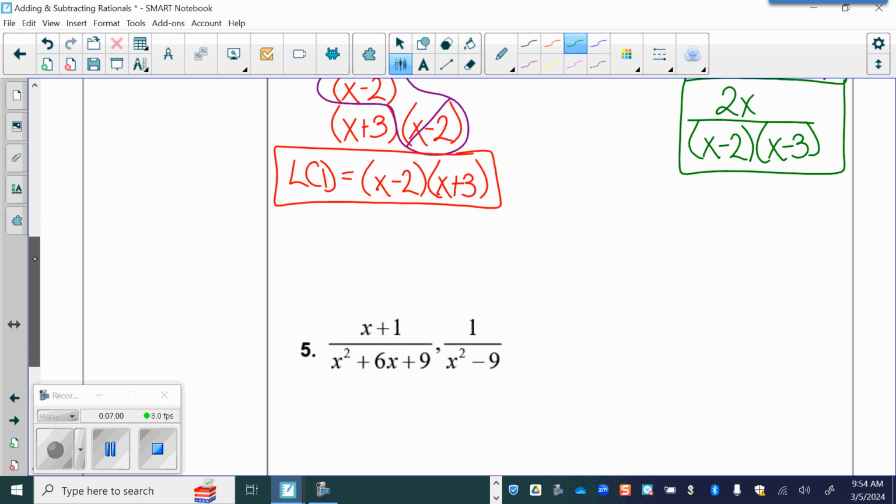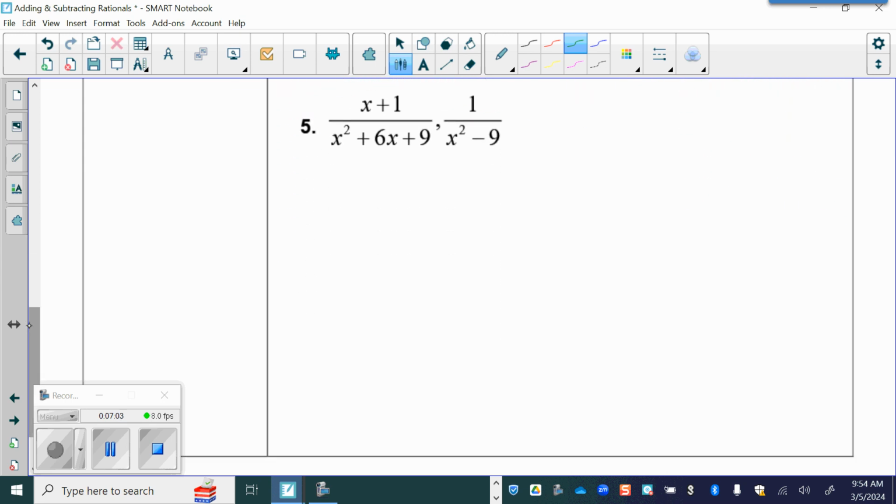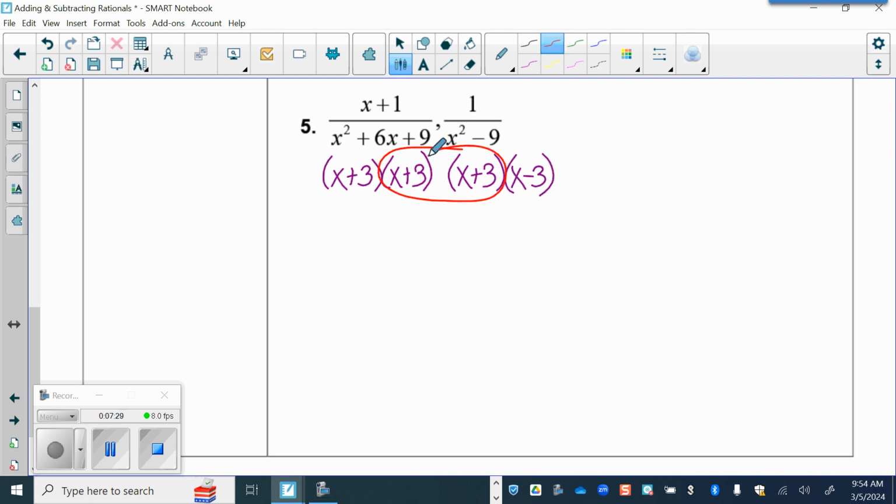All right. Let's do it one more time before we actually start adding and subtracting. Neither one of these are factored. All righty, this first one, x plus 3, x plus 3. This second one, x plus 3, x minus 3. So this is in common. I'm only going to use it once. My LCD is going to be x plus 3 times x plus 3 times x minus 3.